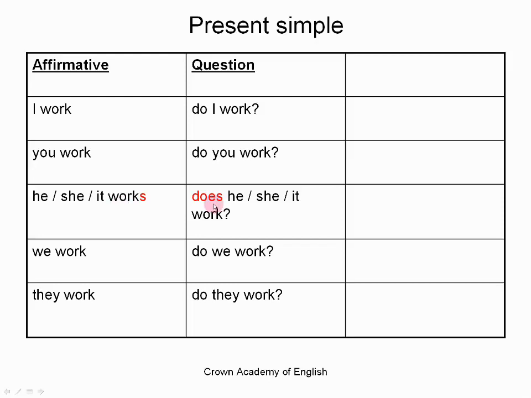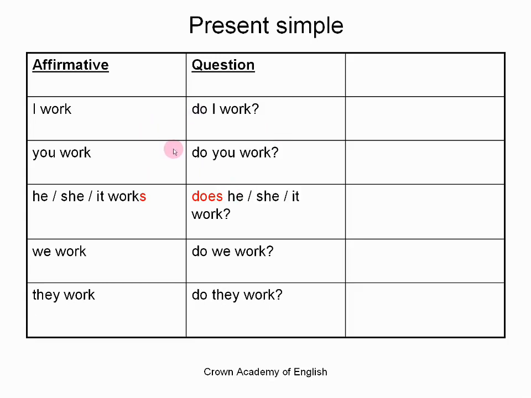This is the exception. So in the third person singular, we go from he works to does he work. We go from she works to does she work. And we go from it works to does it work. So we add the word does, not do, we add the word does. We put that before the subject. And we go back to the infinitive. So the actual verb takes the infinitive form. So we take off the letter S and we go back to the infinitive. So we have does he work, does she work, does it work.